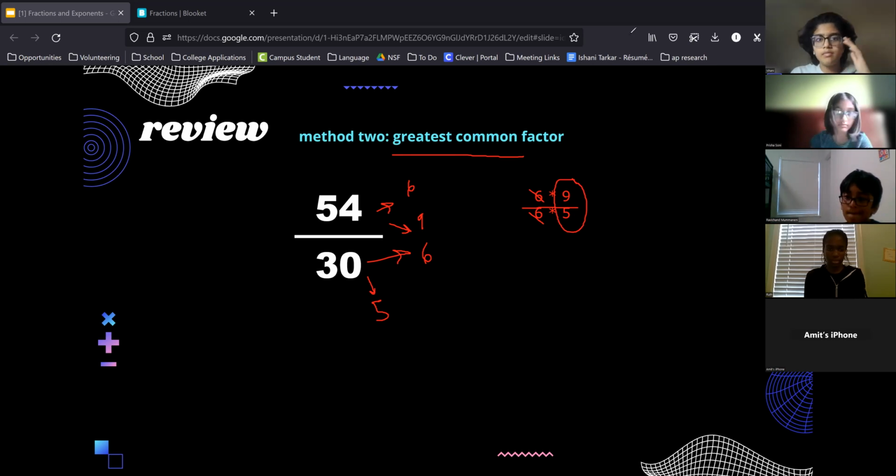It doesn't even have to be the greatest common factor we start out with. We can just start out with a factor we know they share. Like 54 and 30, we can tell they're both divisible by 2 since they're even. So we can start off by dividing both of them by 2, and then we can see 27 and 15 are both divisible by 3, and then we divide that, and we would still get the same answer.